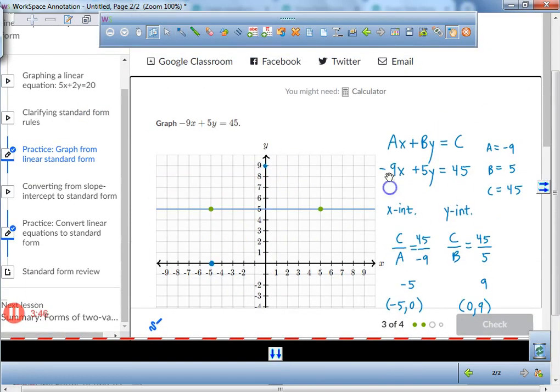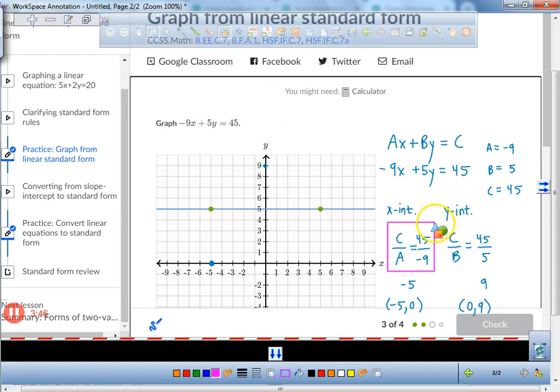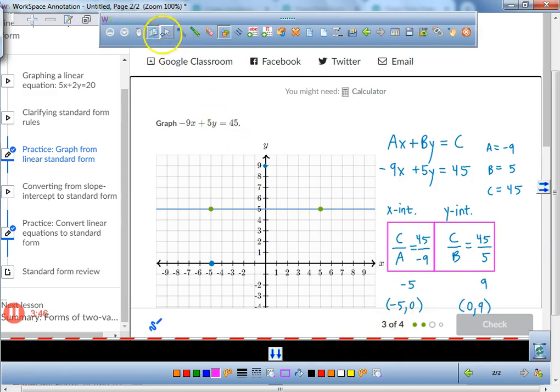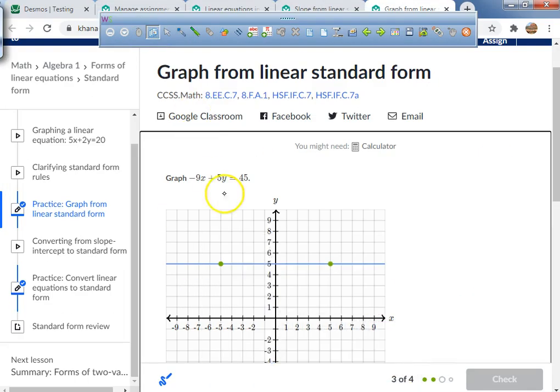So, quick review. What do we do? Write down standard form. All right, write down your equation, identify A, B, and C, and then do what formulas? C over A and C over B. And that's what you do every single time when you're just trying to find the what? X-intercept and the y-intercept. So that's it. So -5, 0, right? -5, 0, and 0, 9.